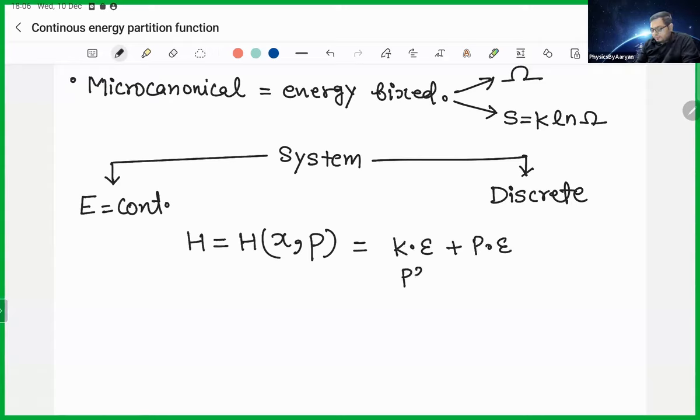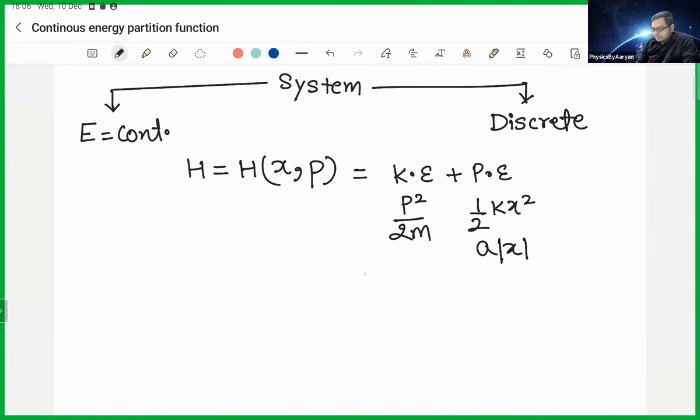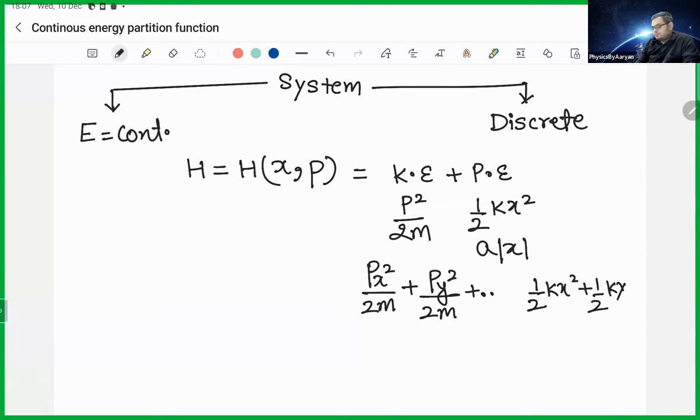In kinetic energy, you have p square by 2m. And in potential energy, you can have something like half kx square, or you can have a times mod of x. Many such potentials are possible. So overall, your energy can be a function of momentum as well as position. There can be one momentum, there can be multiple momenta. For example, it is actually not just p square, it is px square by 2m plus py square by 2m, and so on. Similarly, you can have half kx square, half ky square, and so on.